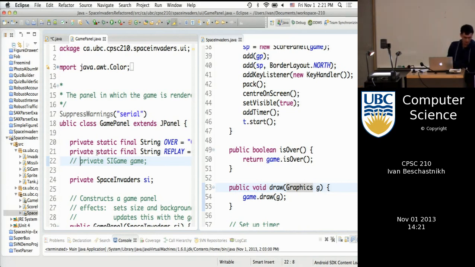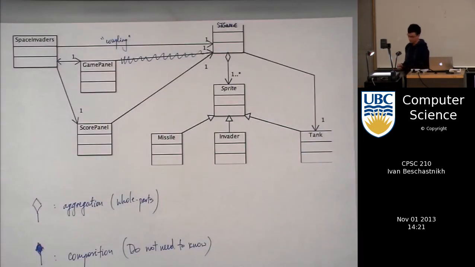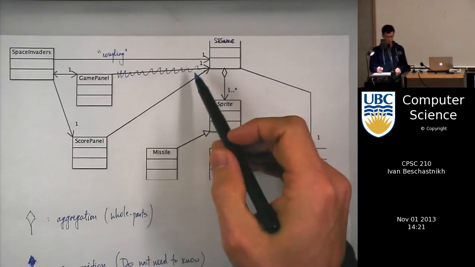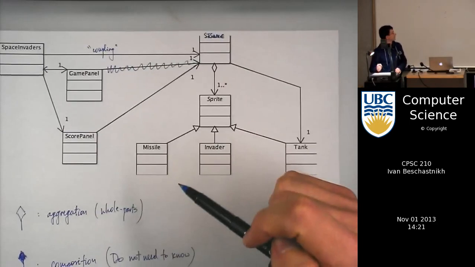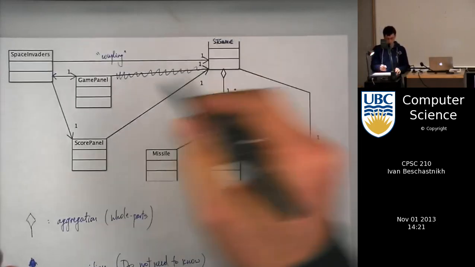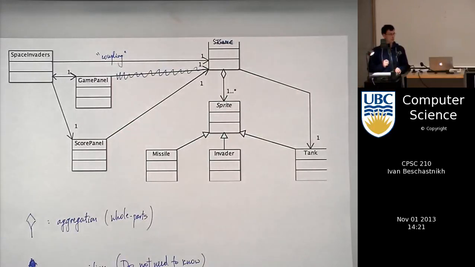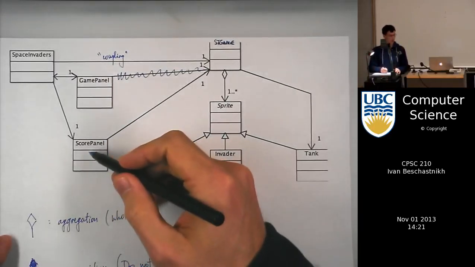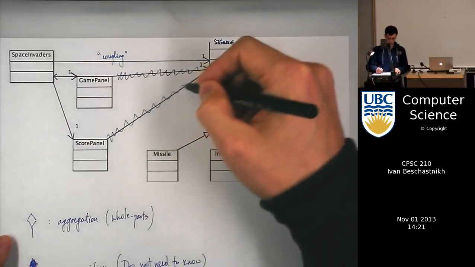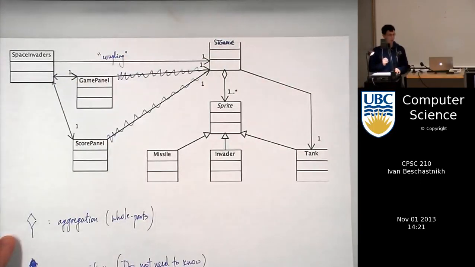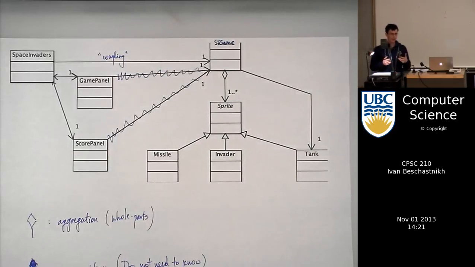So what I just did, kind of going back to this diagram, is I eliminated one of these edges between game panel and SI game. So I eliminated it, and I made this relationship bidirectional. And I could do this, again, for score panel, right? So I could just as well eliminate this guy and then make this relationship bidirectional. And so what I'm doing is I'm actually changing my design. My game, you know, it still does the same thing. It's still the same game. I'm not actually changing the behavior. So all of this is just refactoring.